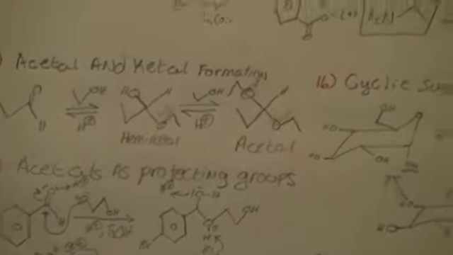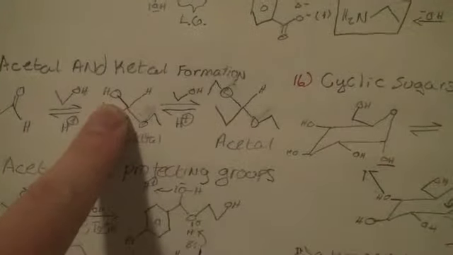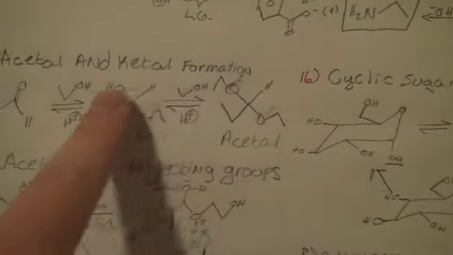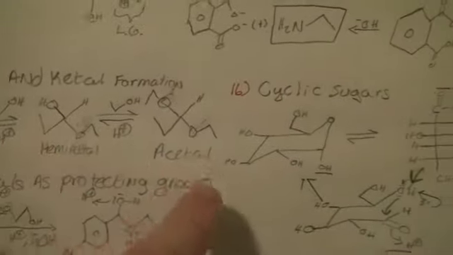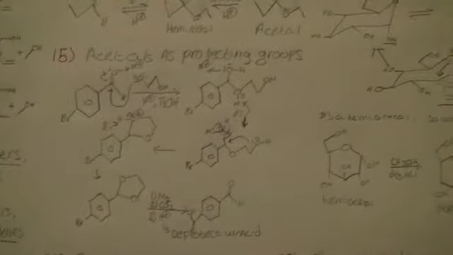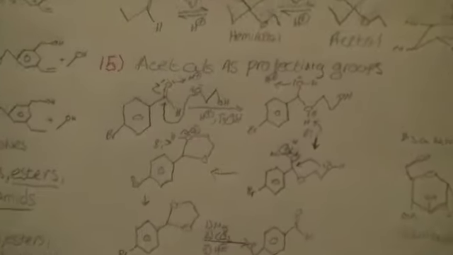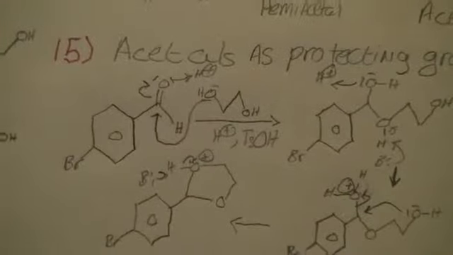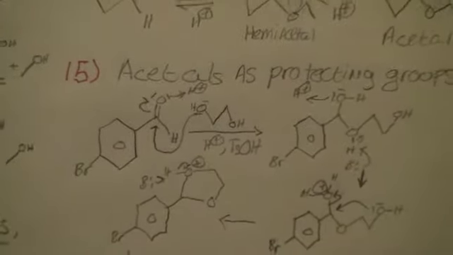Then in the next step, you make this alcohol into a water-leaving group, and another equivalent of the alcohol attacks. This is considered a hemiacetal, and this is considered an acetal. You can use these as protecting groups. If you have this one specifically right here, it'll protect aldehydes and ketones very well.